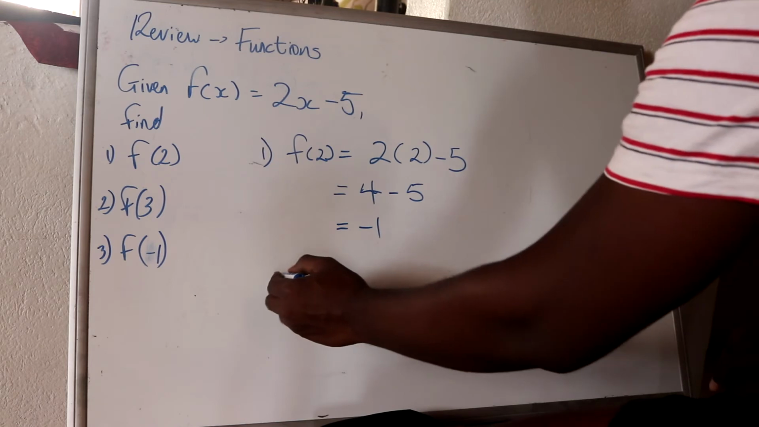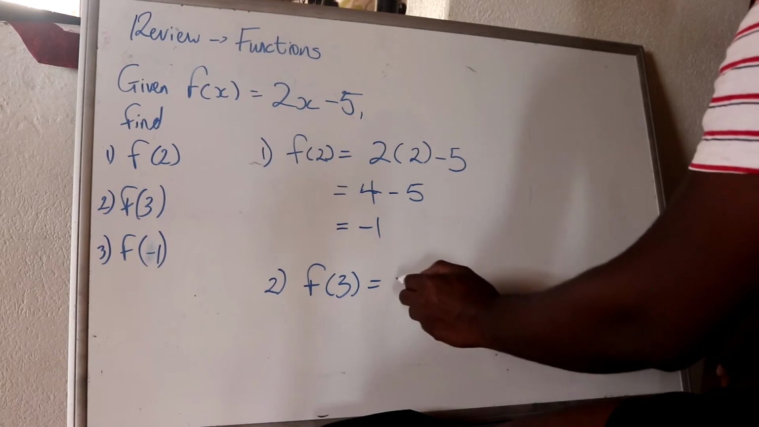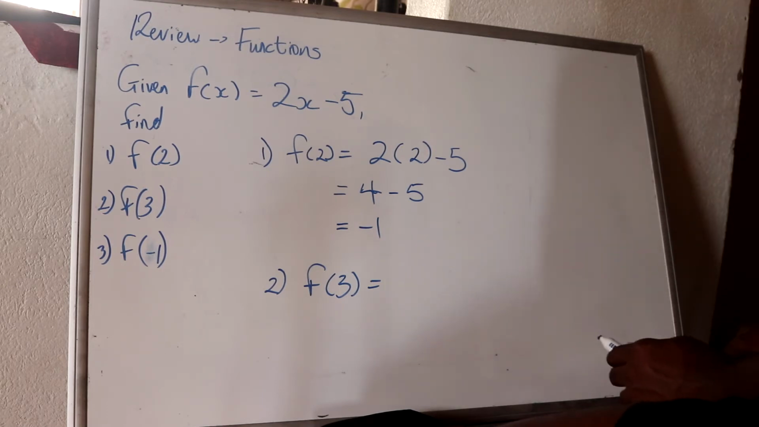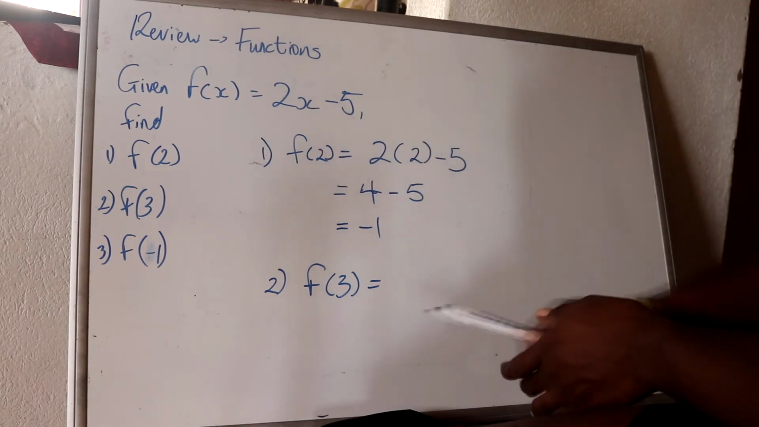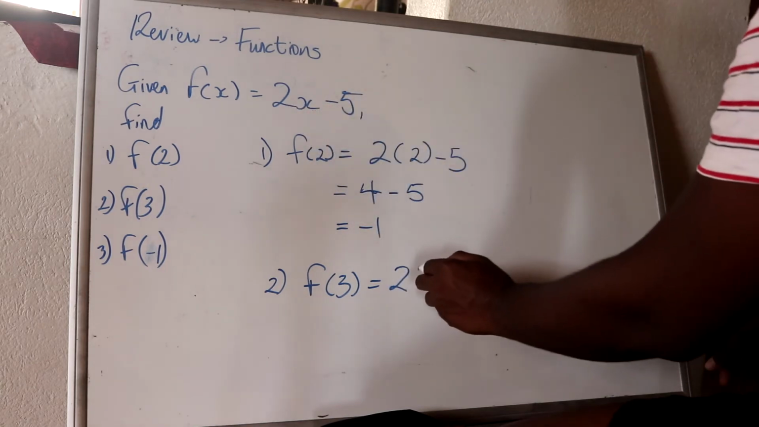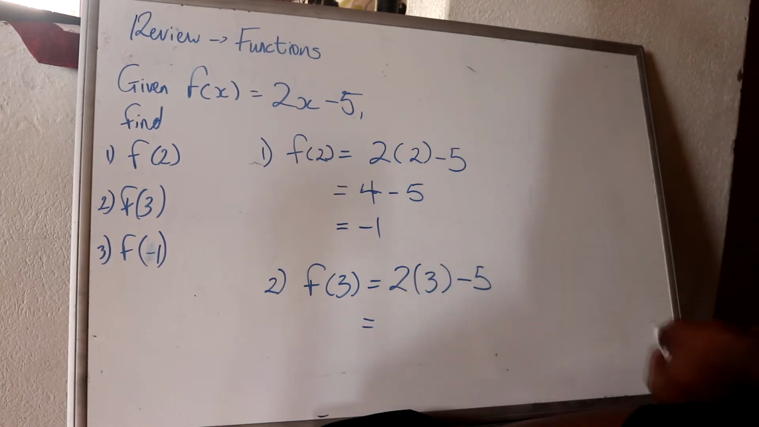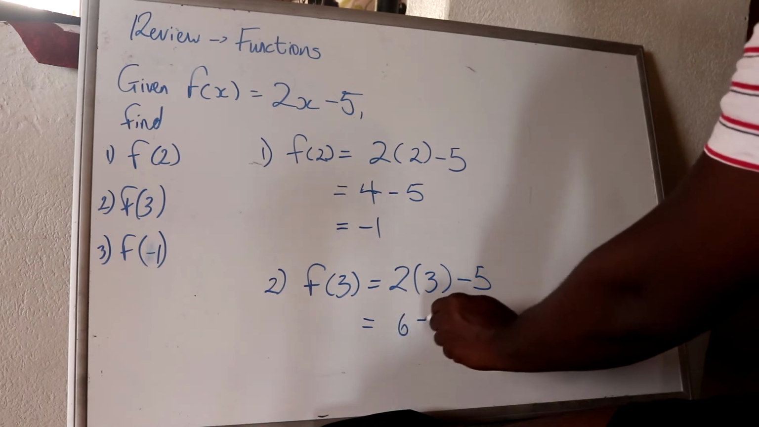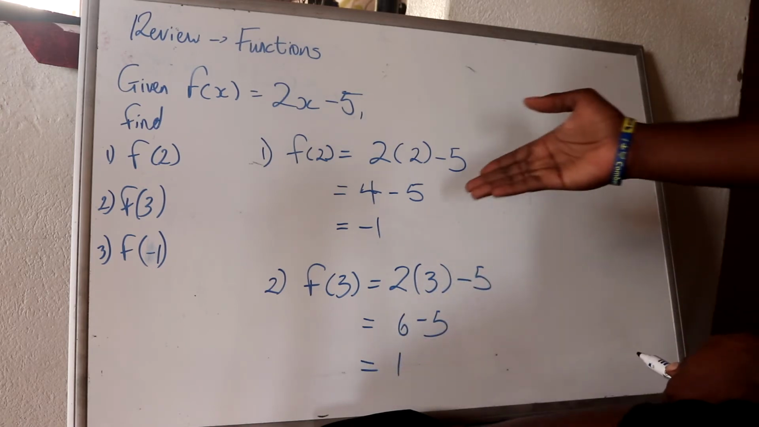Let's try number 2. We have f of 3. Again, where there's an x, we're going to put the input we're looking at. This time it's a 3. So instead of 2 multiplied by x, it will be 2 multiplied by 3 minus 5. Let's work this out. 2 3s are 6, and 6 minus 5 will give me 1. So when x is 3, your answer is 1.